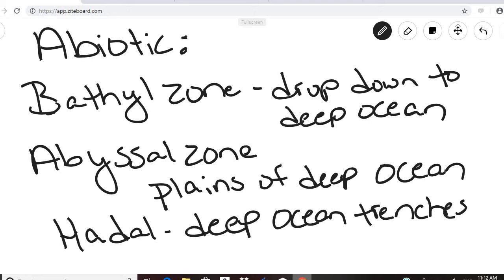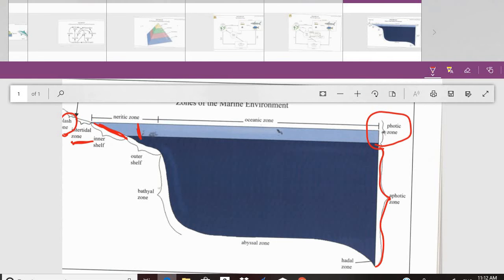Okay, so again, we can go back to our figure. And so here is the bathyl zone where you drop off to the deep ocean. Then the abyssal zone is the deep ocean plain. And then when you get a trench, that is the hadal zone.